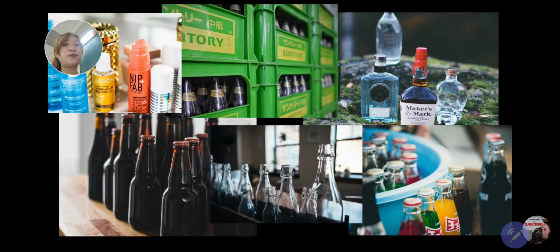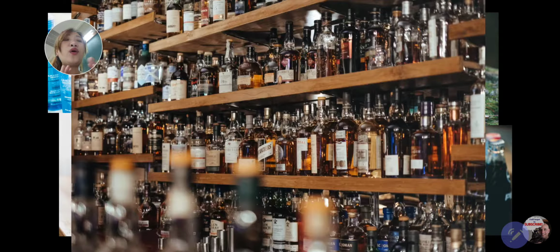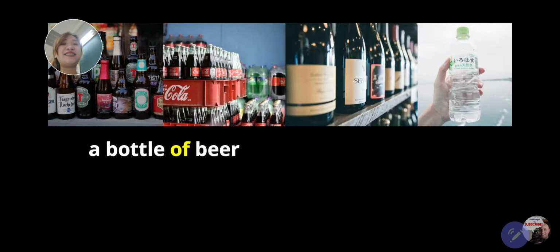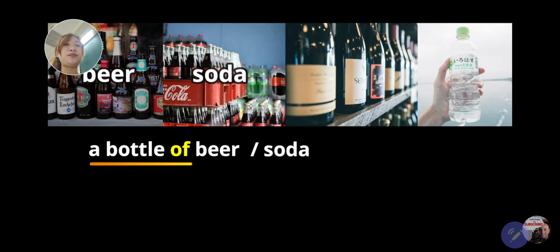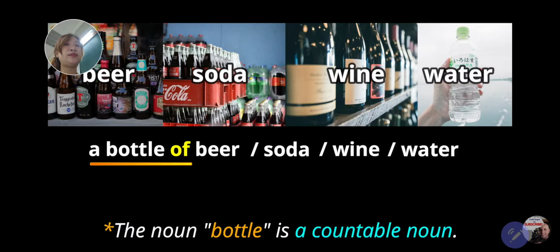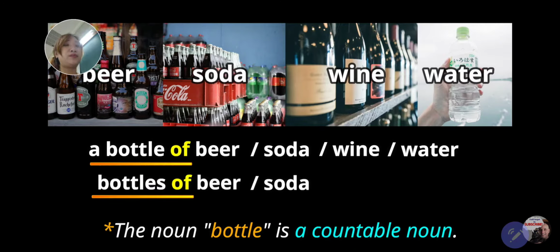A bottle is also very, very common. You'll see bottles of everything, right? In the store or wherever. And it's a place where we keep liquid. So very common is a bottle of beer, a bottle of soda, a bottle of wine, or a bottle of water. And if we have more than one, we can say bottles of beer, bottles of soda, bottles of wine, and bottles of water.